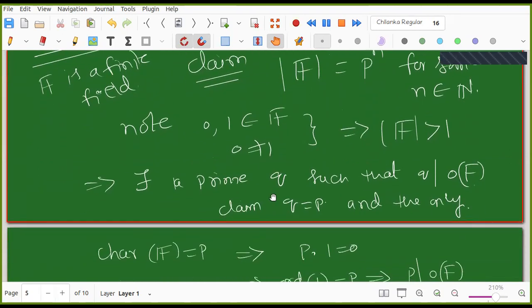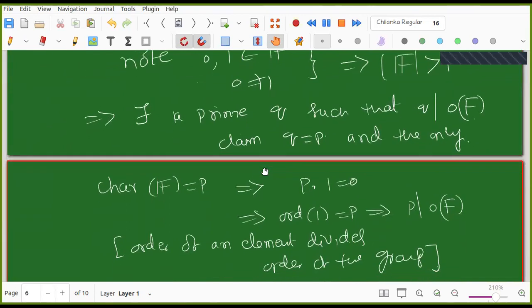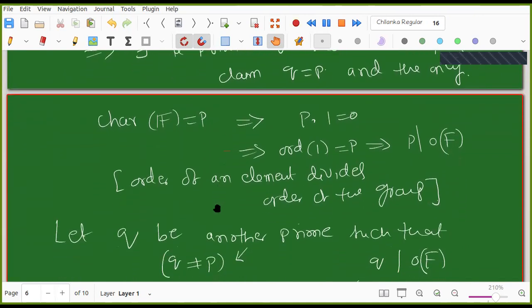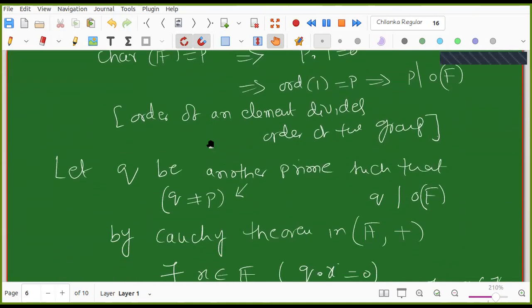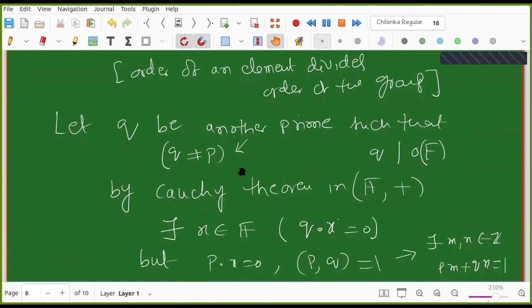Suppose there exists a prime which divides the order of F. Then I claim that q is actually equal to p only, and this is the only one. First of all, the characteristic of F is p, then p times 1 equals 0, right? Because that implies the order of 1 is p, and p divides the order of F. This we know: the order of an element divides the order of the group. Now suppose q is another prime such that q is not equal to p and q divides the order of F. Then by Cauchy's theorem, there exists an element x in F such that q times x equals 0, because F is a group with respect to addition.